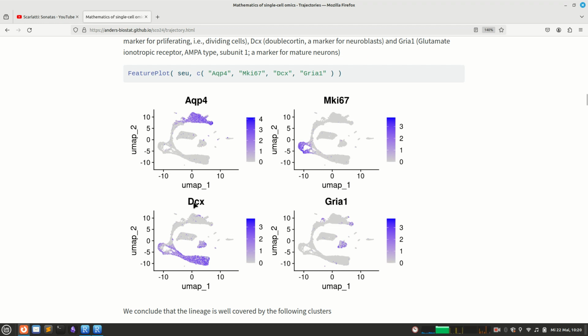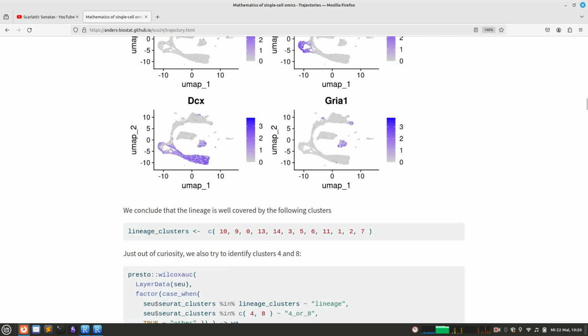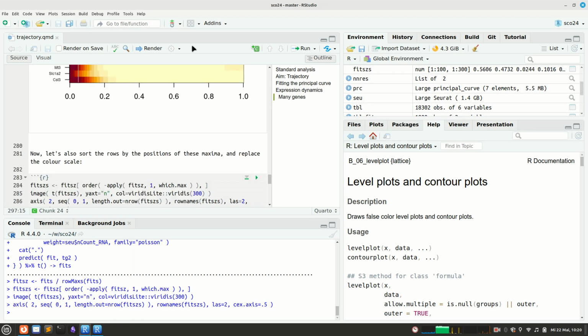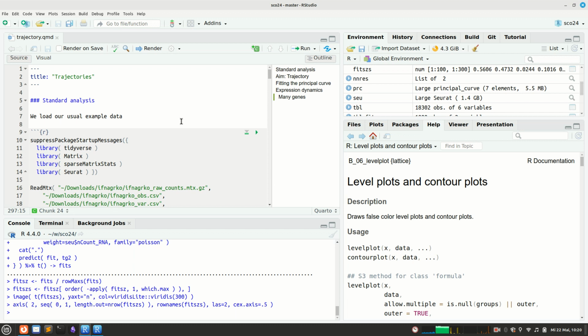Doublecortin is a marker for neurons and neuroblasts, so for immature neurons. We see these cells are on their way to becoming neurons. And GRIA1 is a marker for mature neurons, which are now ready to be brought to work. And as you can see, we have a jump from here to here, but this is only an apparent jump. That's, as I can show you by trying to open this Sleepwalk part.